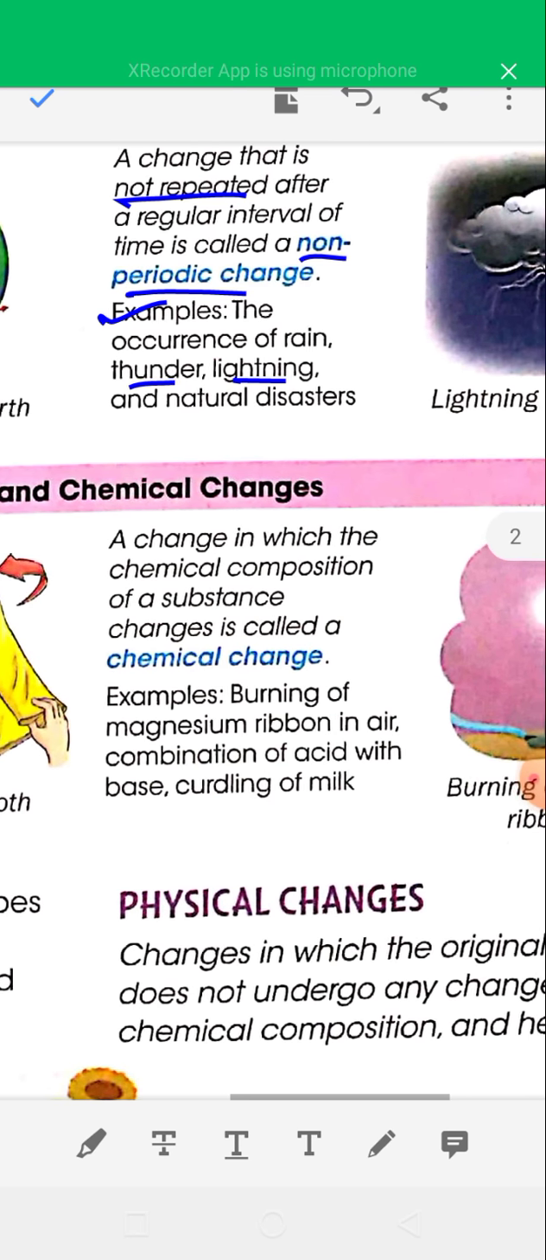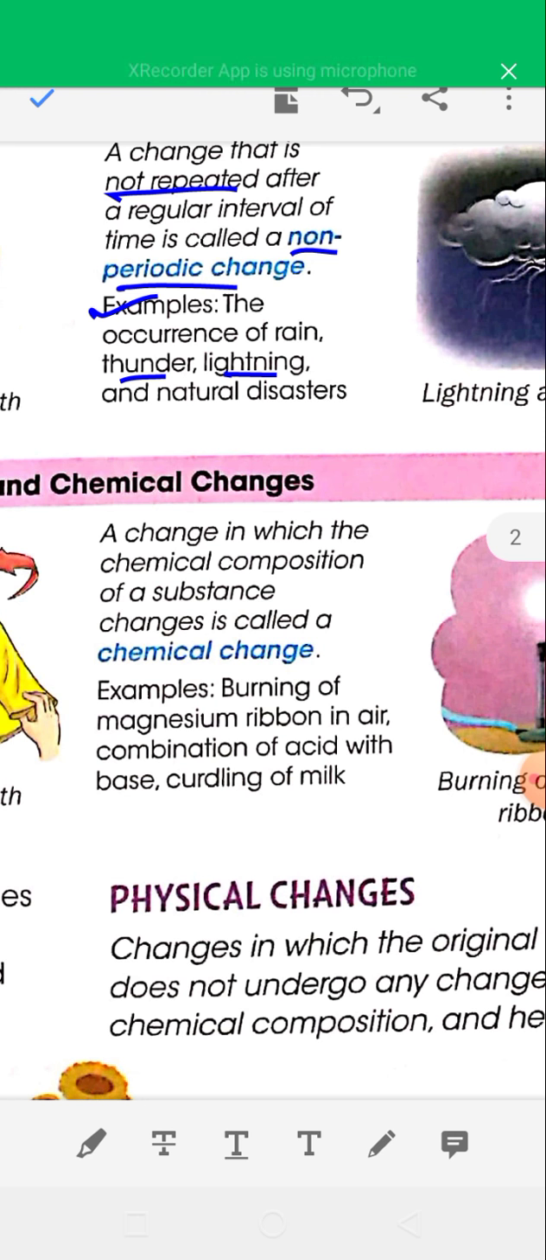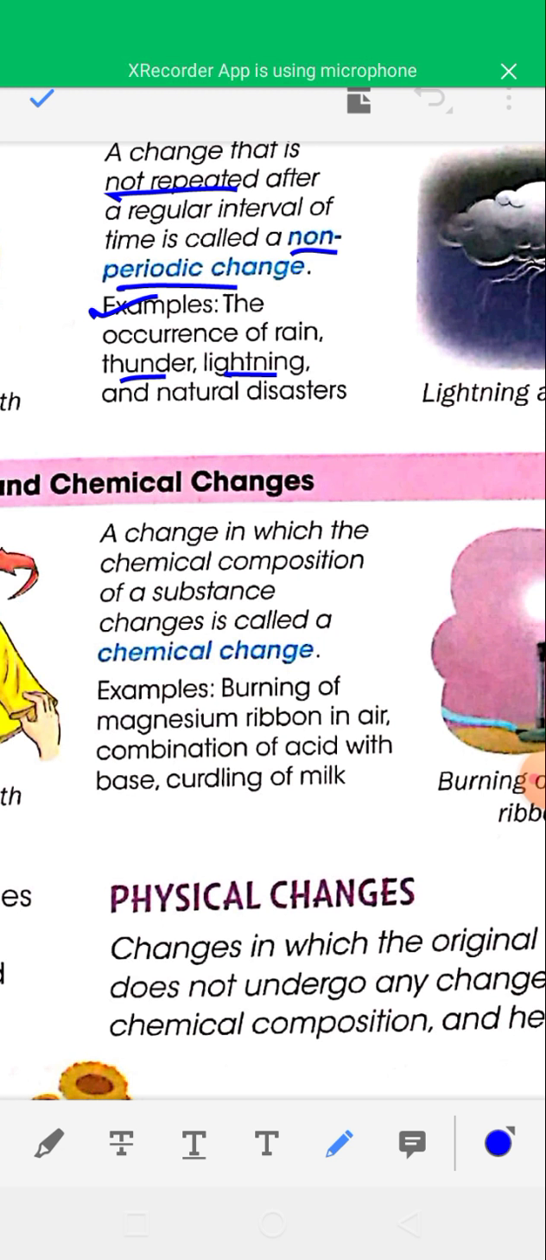And chemical change: a chemical change is a change in which the chemical composition of the substance changes. A change in which the chemical composition of a substance changes is called a chemical change. For example, burning of magnesium ribbon in air, combination of acid with base, curdling of milk. These are some examples of chemical changes.